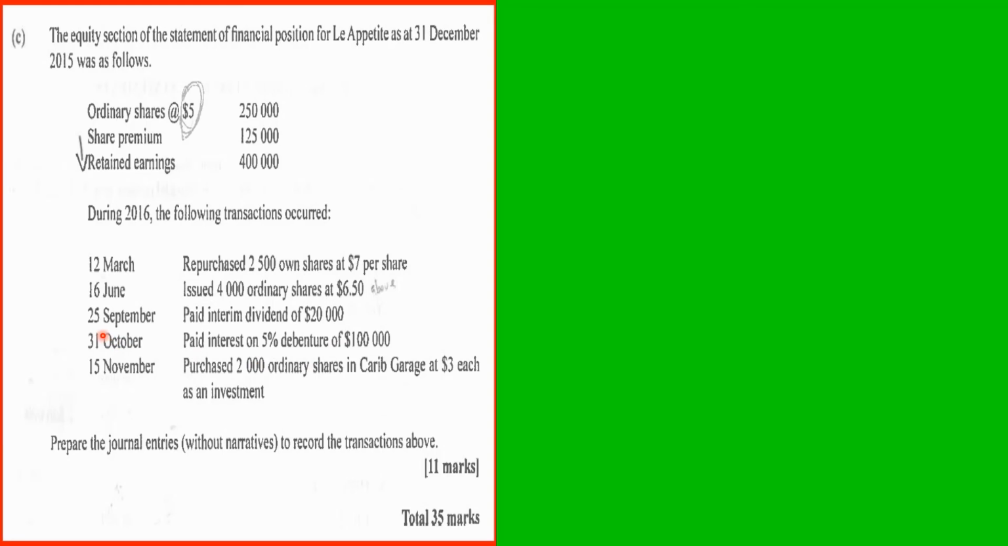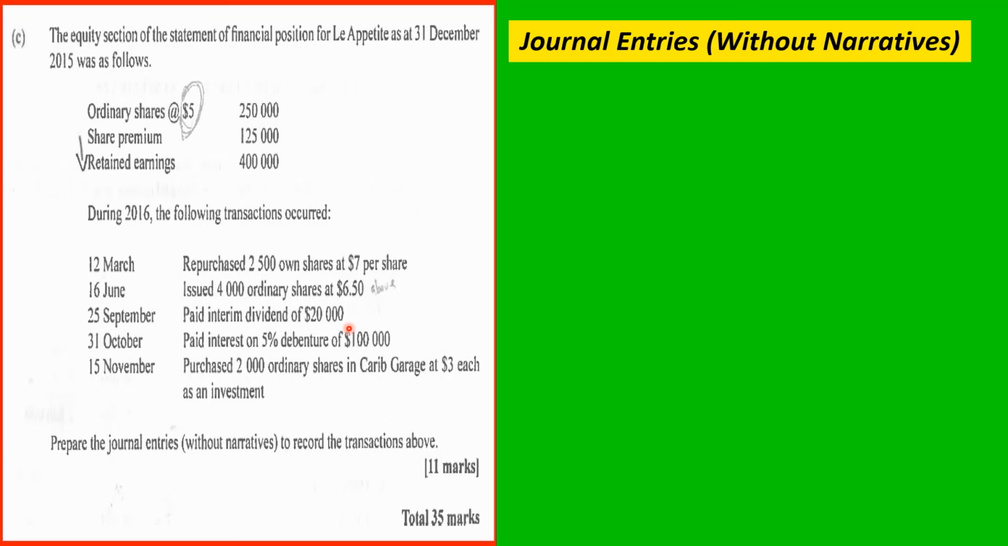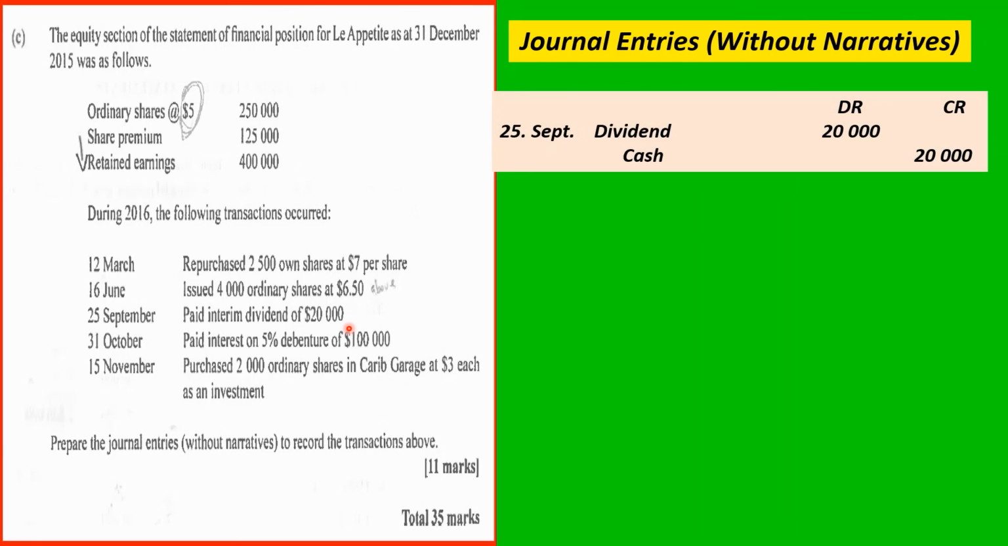Okay, final 3. 25th of September, paid interim dividend of 20,000. Journal entries without narrative. 25th of September, dividend. Notice it is just plain dividend, or if you want to call it interim dividend or dividend paid, but you cannot have dividend payable because they paid it. Okay, 20,000, and this is cash. So we credit cash of 20,000.